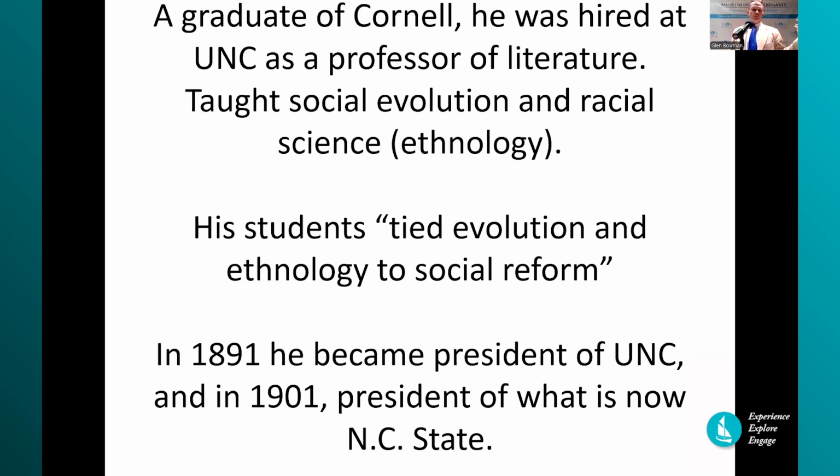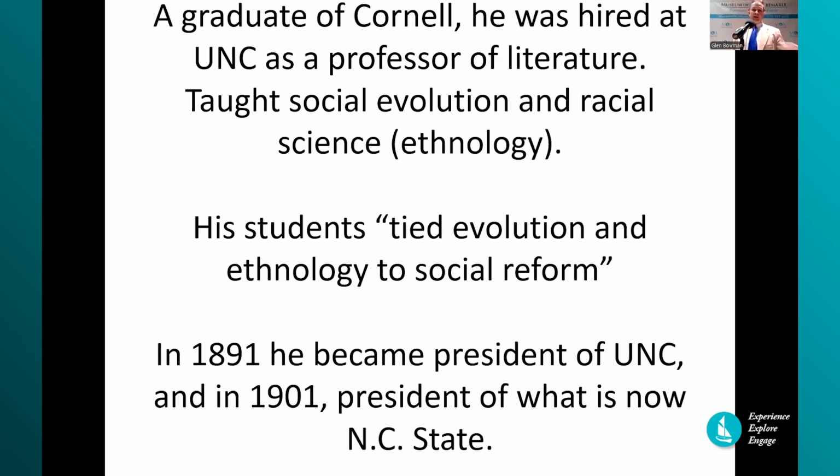He also taught social evolution and a topic that was called racial science, sometimes called ethnology. This essentially was the attempt to bring science into racism. This was scientific racism. He brought in evolution and tried to teach it. And his students were left with the impression that these were revolutionary ideas and that if they applied those to society, they could reshape North Carolina for the better.